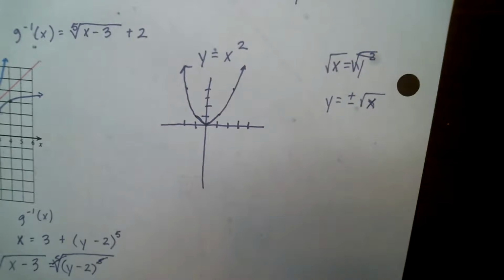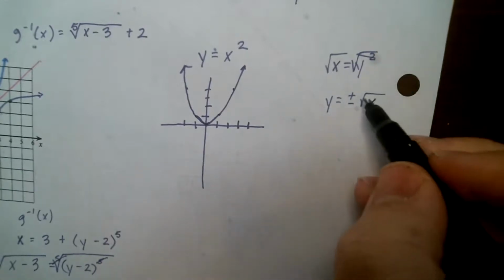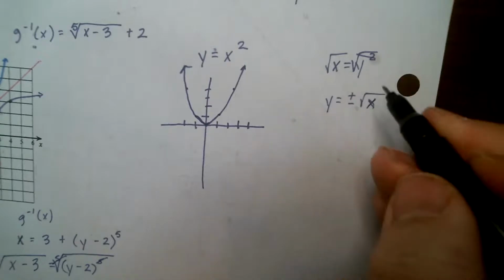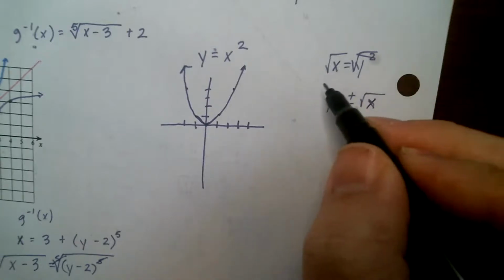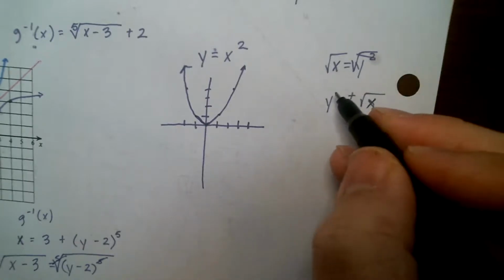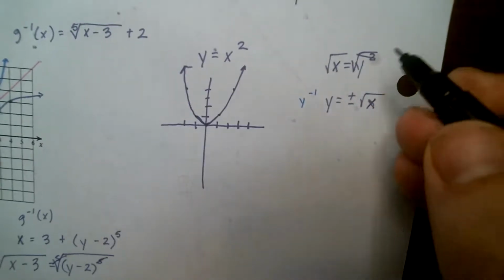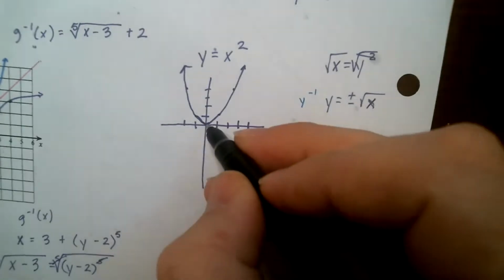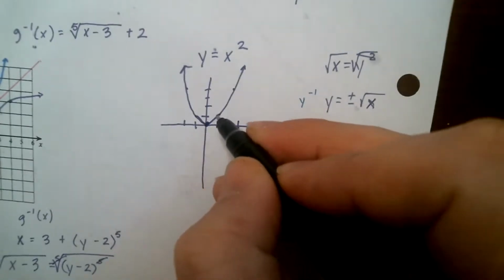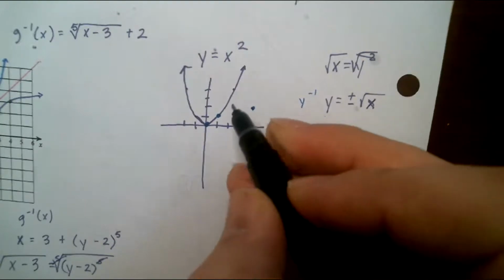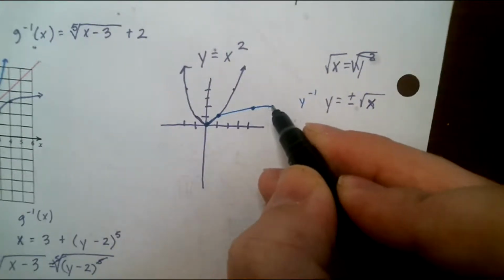Now, let's first do plus x. Do plus x first. So this is my inverse of this. Okay, so this is actually y negative 1. So if you remember, square root of x looks like this: 0, 0, 1, 1, 4, 2. So it looks like this.